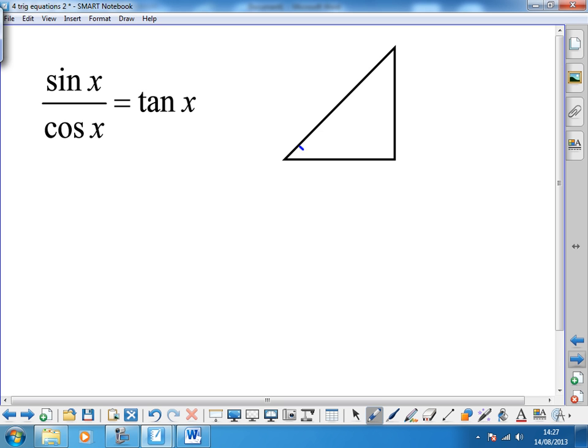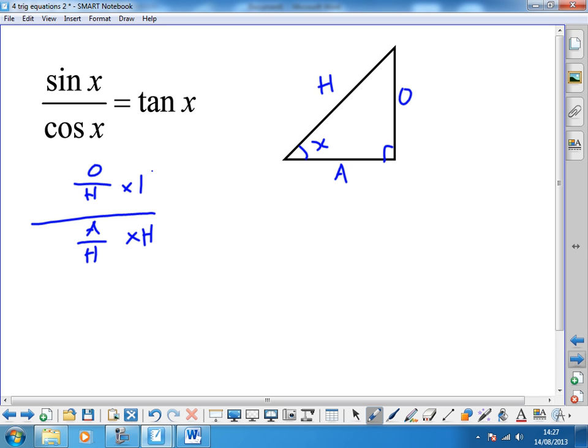Now you can just remember it, but it's very easy to prove. If we have a triangle, this is the opposite, this is the hypotenuse, and this is the adjacent. Sine x is the opposite over the hypotenuse, and cos x is the adjacent over the hypotenuse. So if we times the top and the bottom by h, the hypotenuse, then you get O over A, which is tan. So very easy to remember that one. Sine x over cos x is tan x.